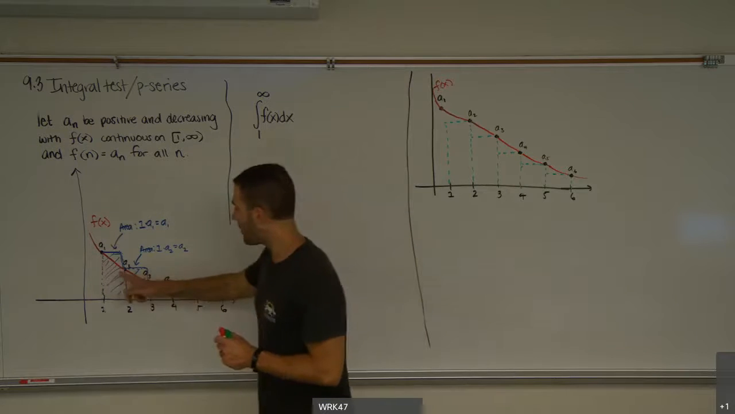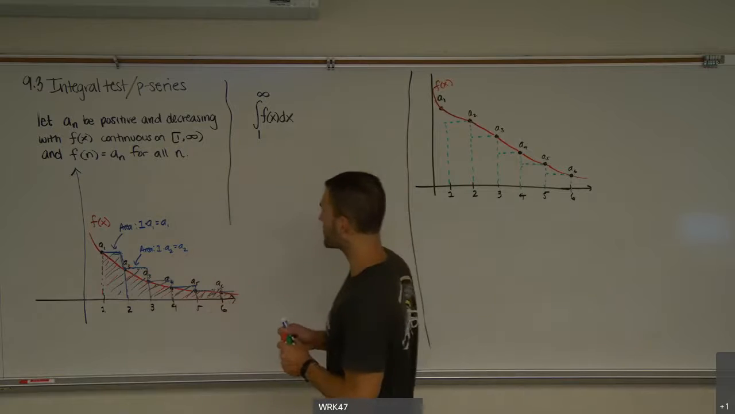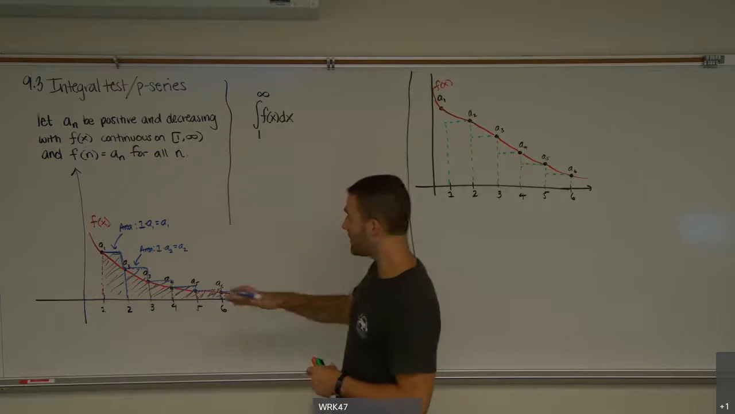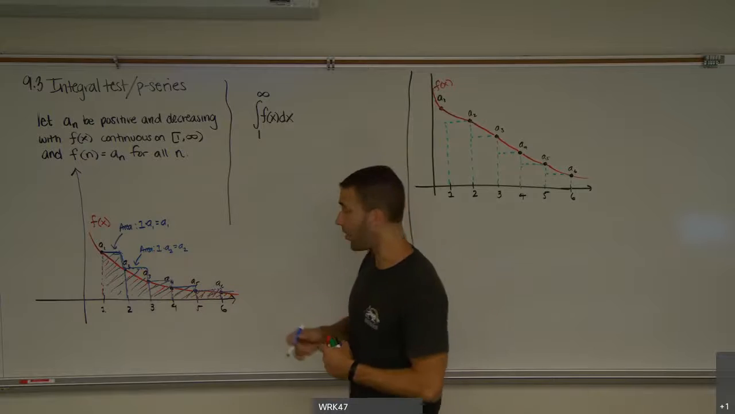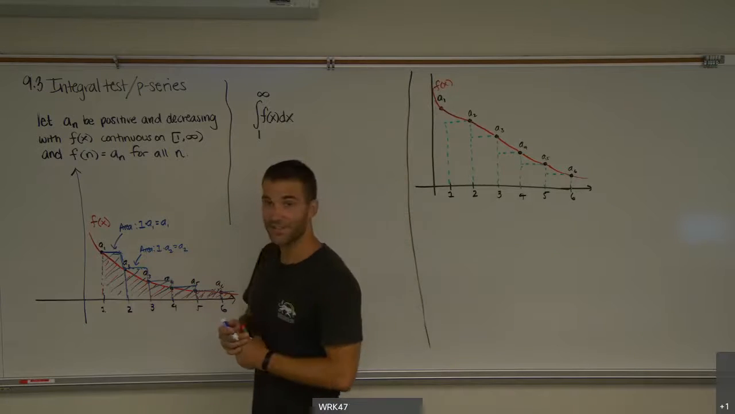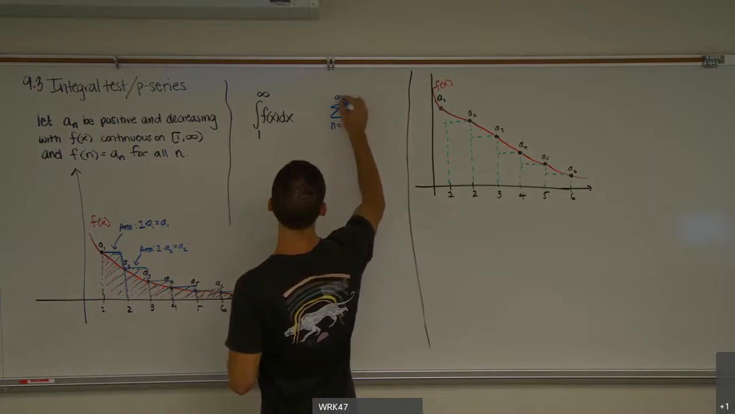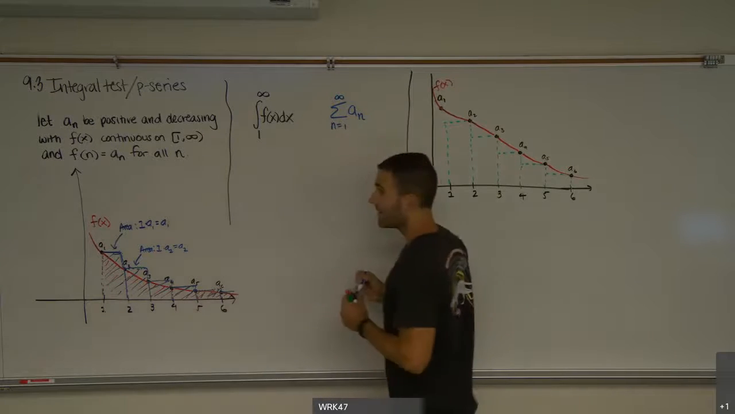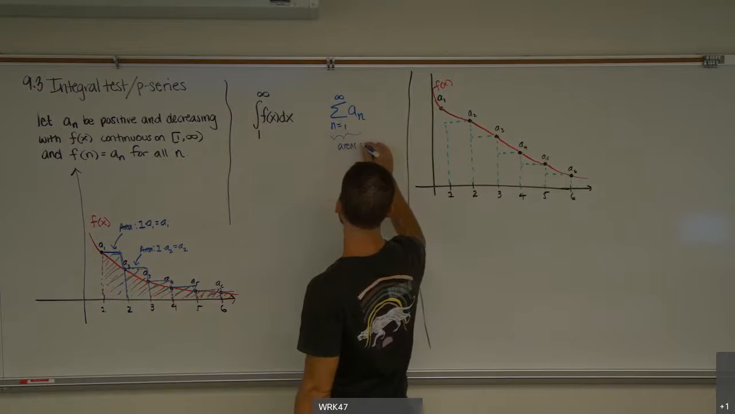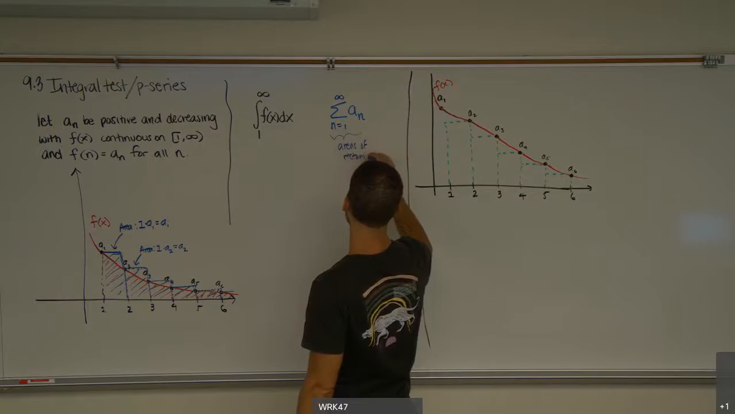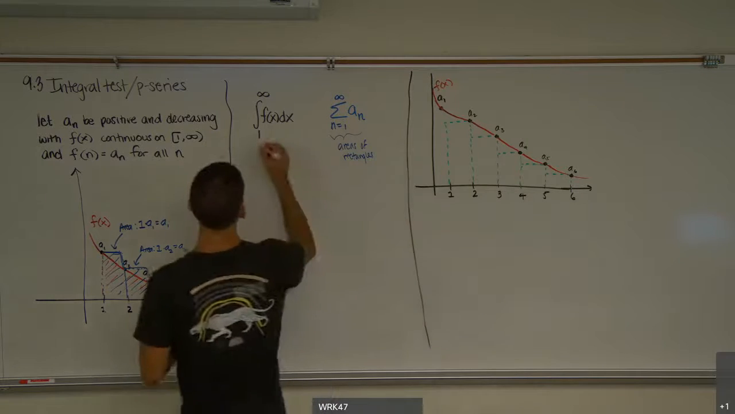And then I add up all of these rectangles. Well, it turns out if I add up all of these rectangles, we get an infinite sum of rectangles. In fact, an infinite series. All the rectangles are A sub n's. And so we have the sum from n equals 1 to infinity of a sub n. This would be the areas of the rectangles. This would be the area under the curve.